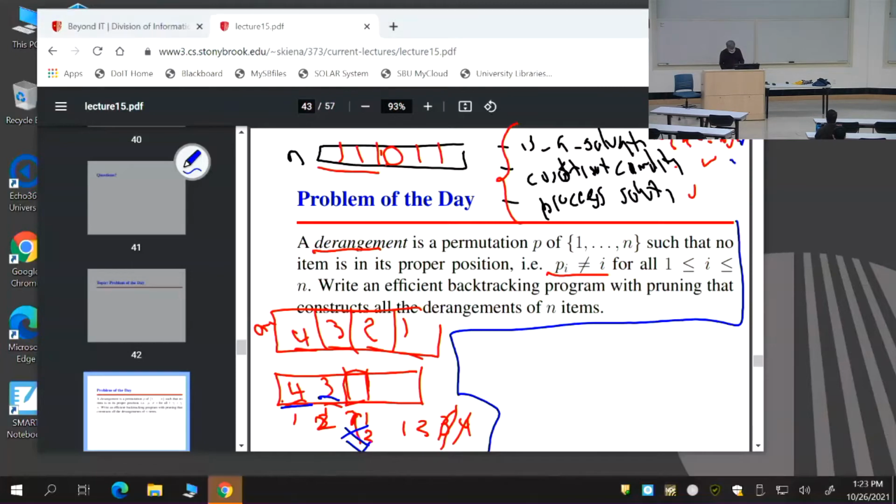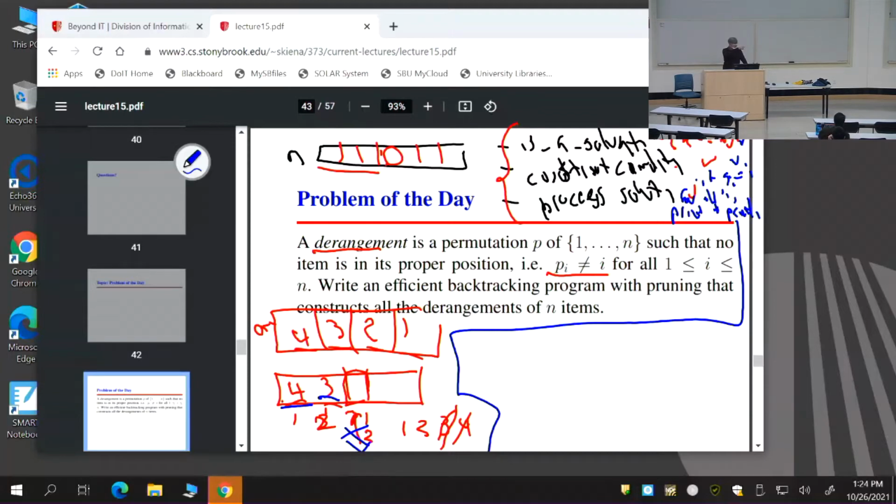And then I could go to process solution and instead check if a sub i is not equal to i, for all i, print the permutation. You see what I could do? I could construct all permutations and then at the end throw out the ones that are not derangements. Once I have a permutation, check if it's a derangement and throw it out. Does everybody agree that that is also a correct solution?